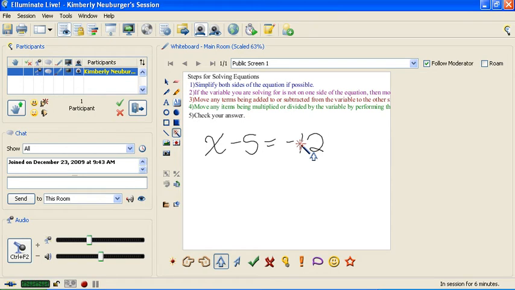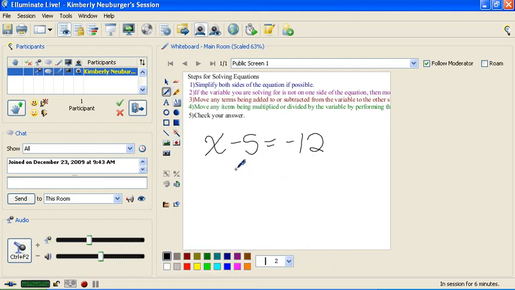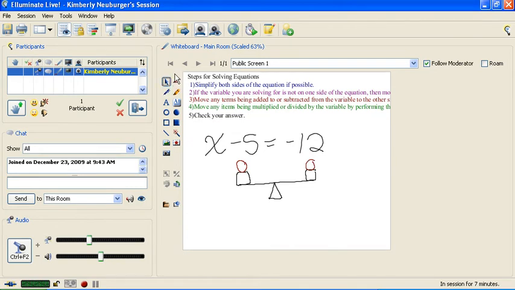You can think of this as an old-fashioned balance scale that you might have used in science. If you had your little balance scale, and I'm going to draw it for you, and you had some items here and some items over here and the balance scale was level, in order for this scale to stay level, if you put something over here, you had to put the same thing over here and then it would stay level. You can think of this equation as the same exact thing.